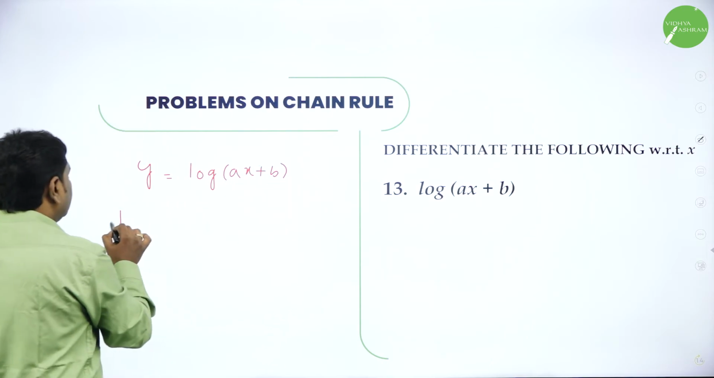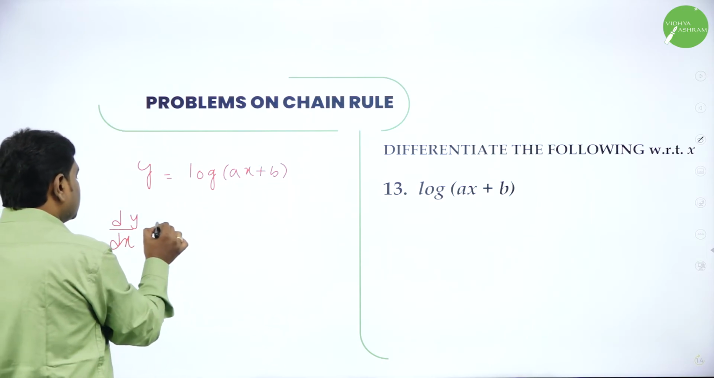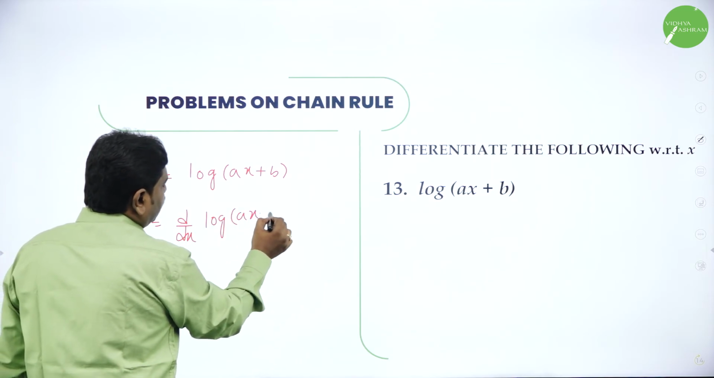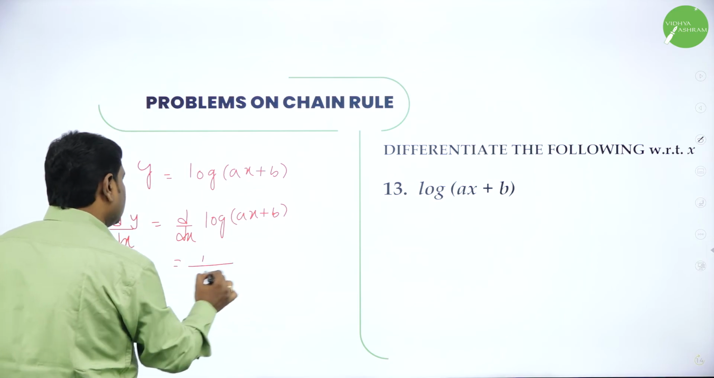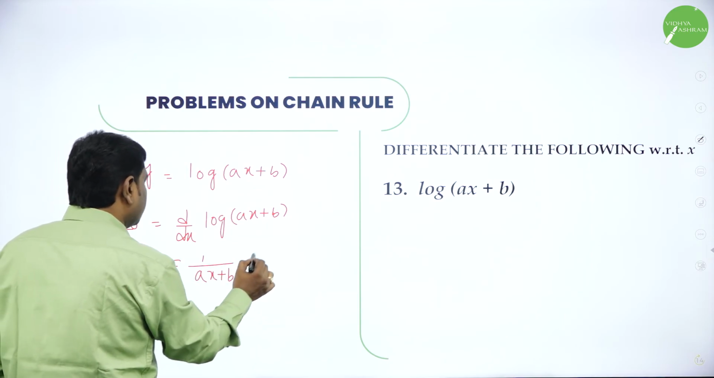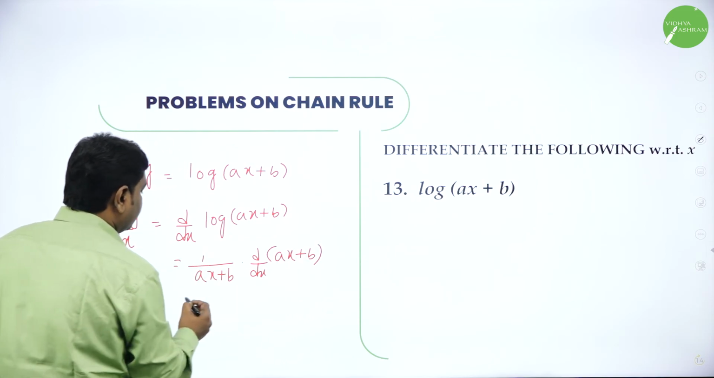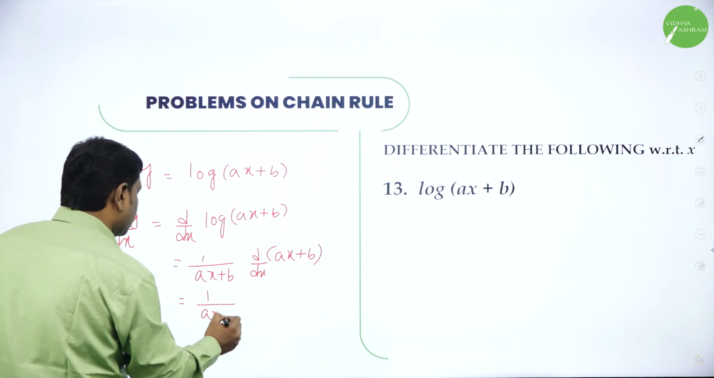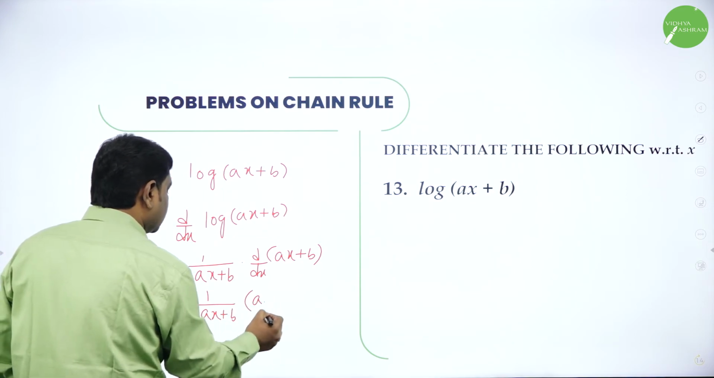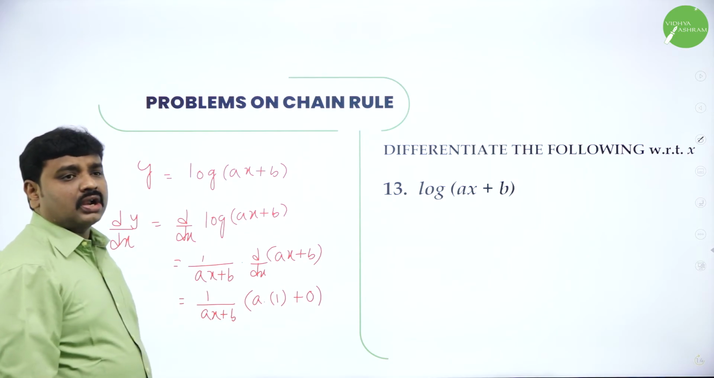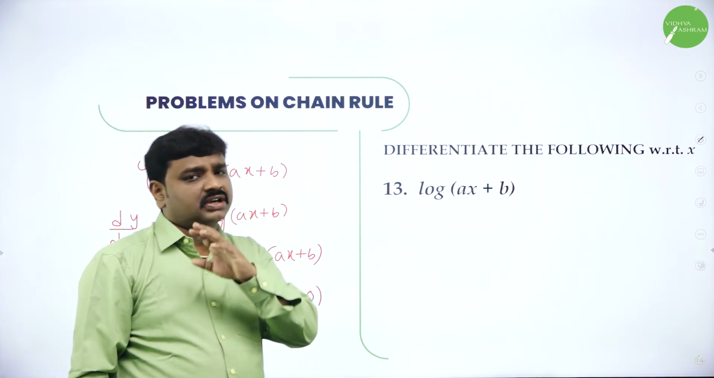So now d by dx, differentiating both sides, d by dx of y equals d by dx of log of ax plus b, and the derivative of log f of x is what? 1 by ax plus b into d by dx of the internal function, that is ax plus b. And you know the derivative of ax plus b: a is a constant, take it out, derivative of x is 1 and derivative of b is what? 0. All of you know all alphabets except x, y, t are constants.